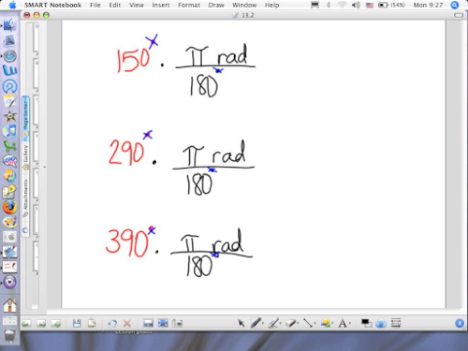Yes? No, we're not going to be doing decimals. You just reduce it and leave it as a fraction. All right, so if this is 150 pi over 180, you need to reduce. 10 goes into both of them, and then 3 goes into each of them. So this would be 5 pi over 6 radians.